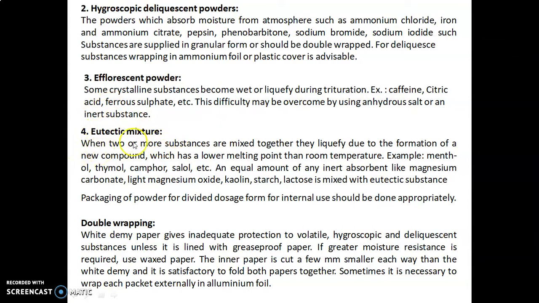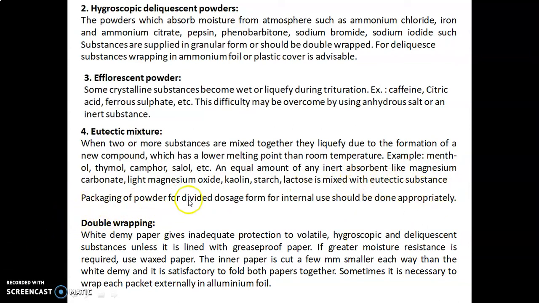Eutectic mixture. When two or more substances are mixed together, they liquefy due to the formation of a new compound which has a lower melting point than room temperature. Example, menthol, thymol, camphor, salol, etc. An equal amount of any inert absorbent like magnesium carbonate, light magnesium oxide, kaolin, starch, lactose is mixed with eutectic substance.